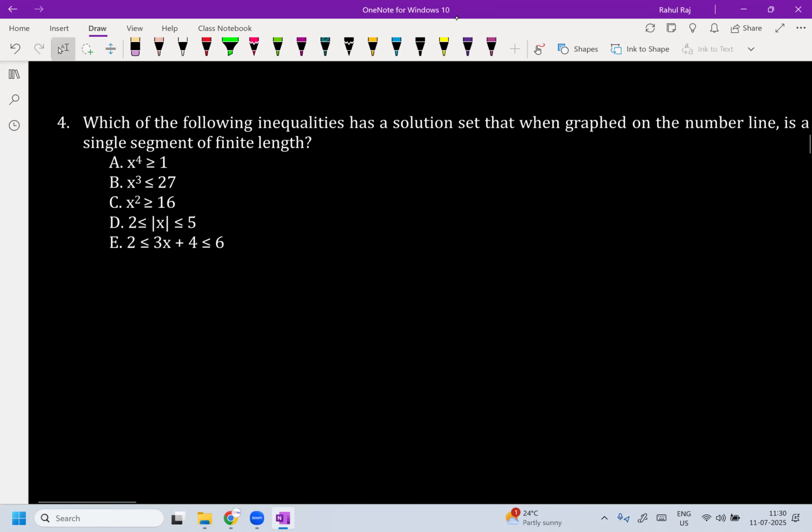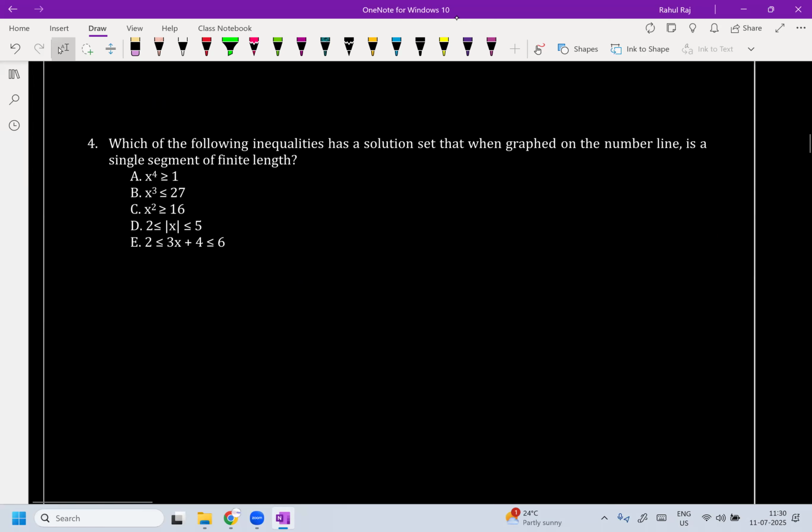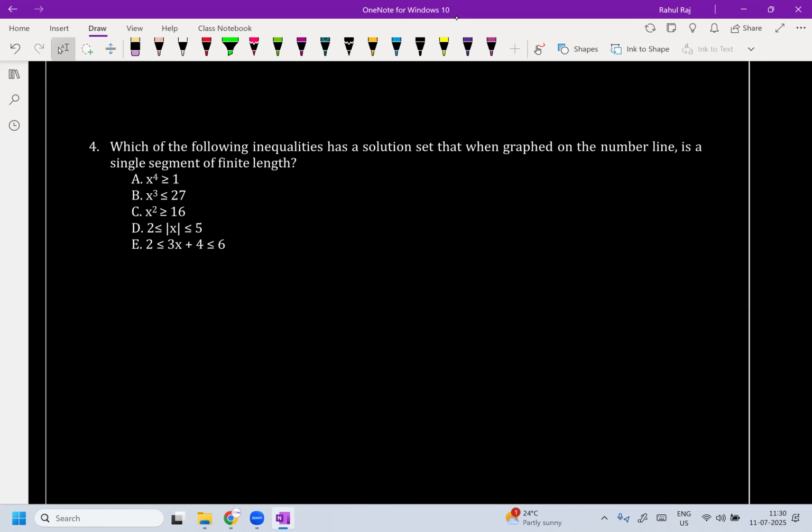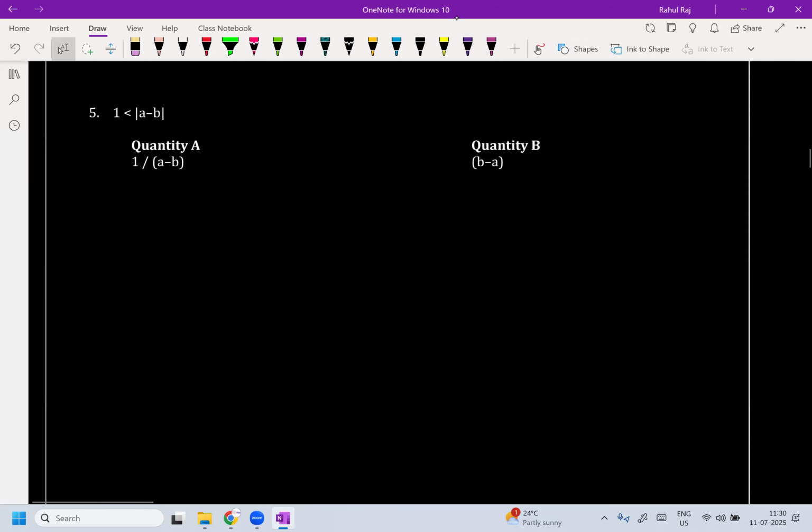Can we do question number 4? Which of the following inequality solutions have a number in a single segment? We can leave this question for now. We'll do it next class. Don't worry. Can we do question number 5, please? Quantity B is just in brackets now. All are in brackets except the question.